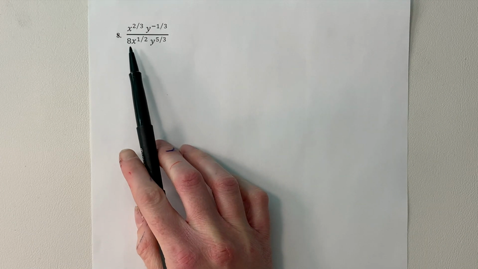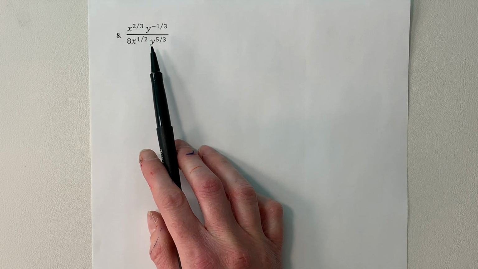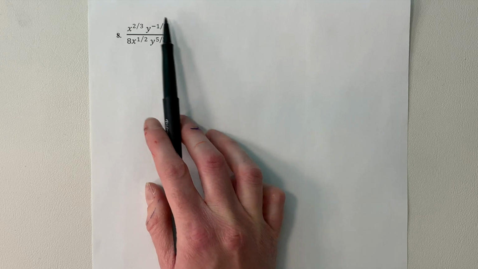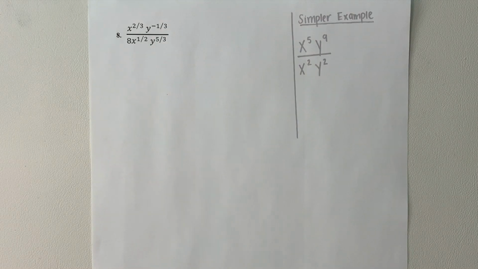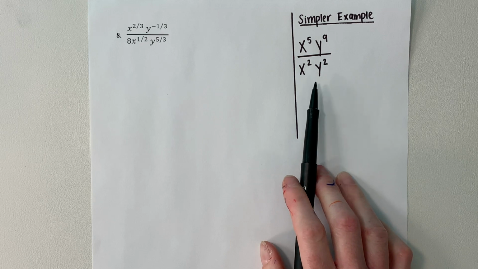For this example here, again, we're asked to simplify. I notice a couple issues here. One, the base x appears more than once and the base y appears more than once. That needs to be simplified. Also, we have a negative exponent, so that needs to be simplified as well. Before we work through this problem, I want to work through a simpler but related example.